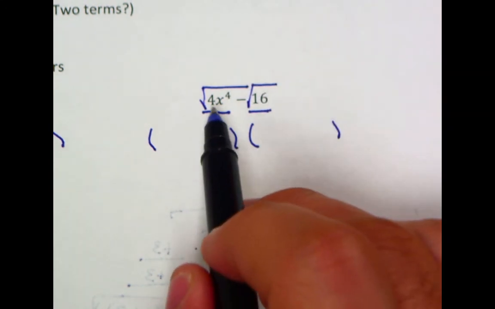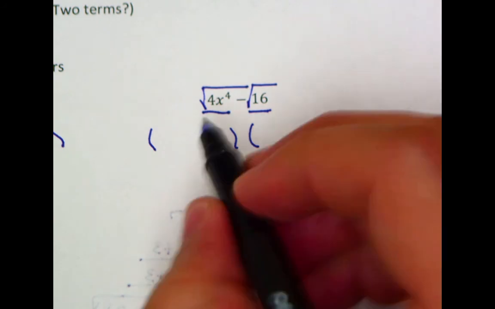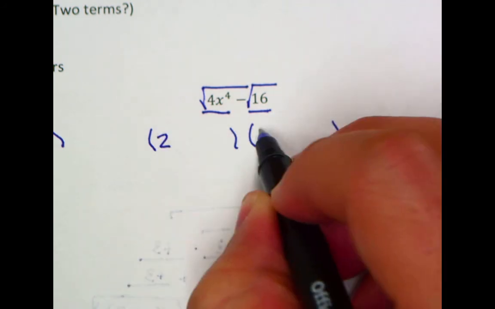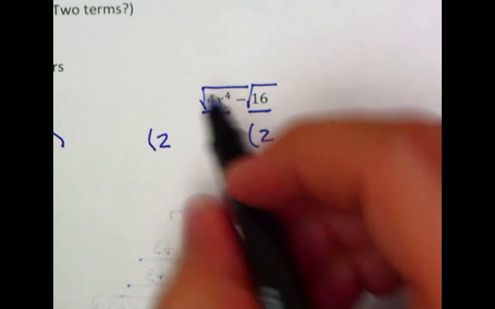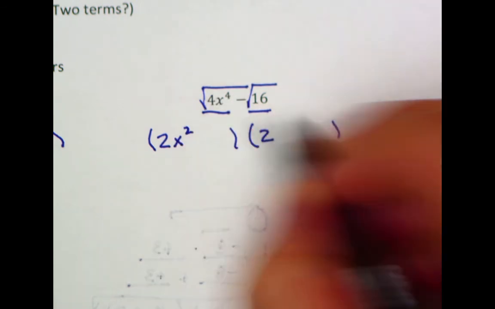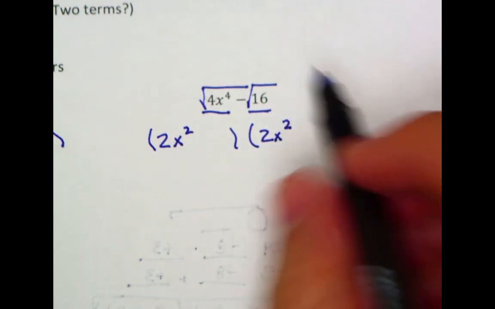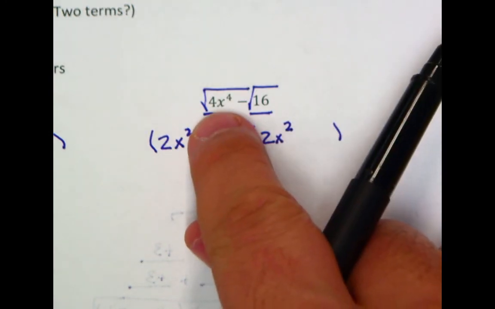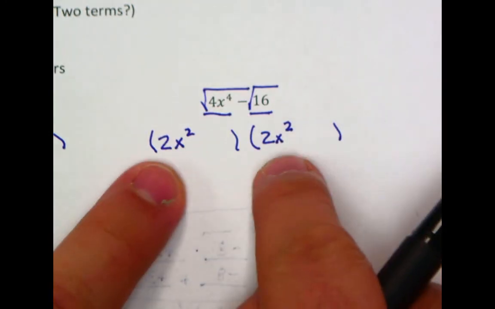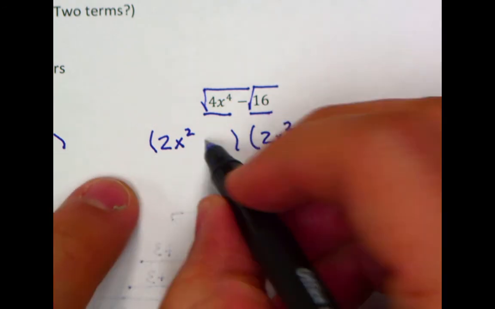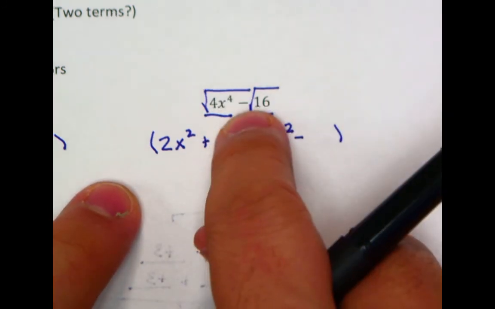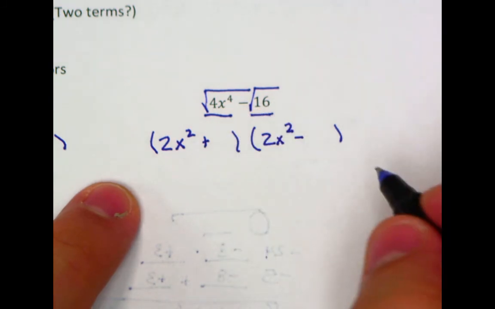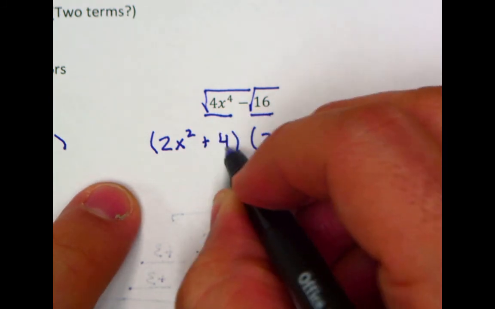The square root of 4 is 2. The square root of x to the fourth is x squared. So it's still in the first term because we're still doing the square root of the first term here. So 2x squared and 2x squared. We place a plus and a minus to make sure that that middle term cancels out. And the square root of 16 is 4.